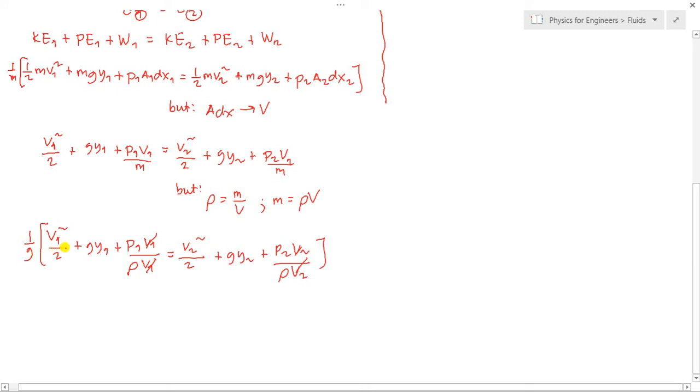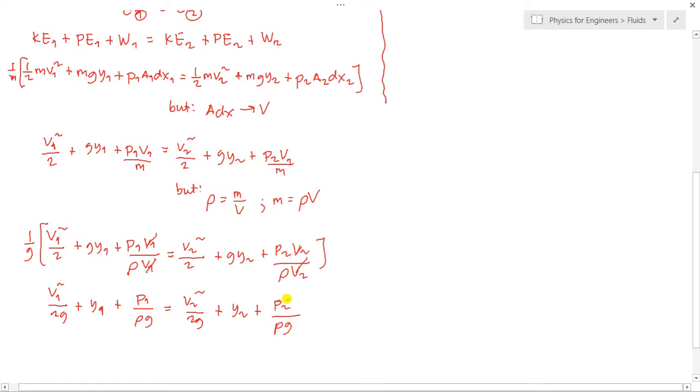Class, if we do that, all the terms in our Bernoulli equation become heights. For kinetic, that is v1 squared all over 2g, plus the potential energy, which is the height y1. So they are all heights now. Plus pressure 1 all over density times g, equals v2 squared all over 2g plus y2 plus pressure 2 all over rho g.